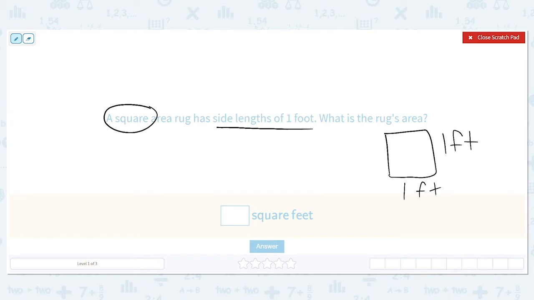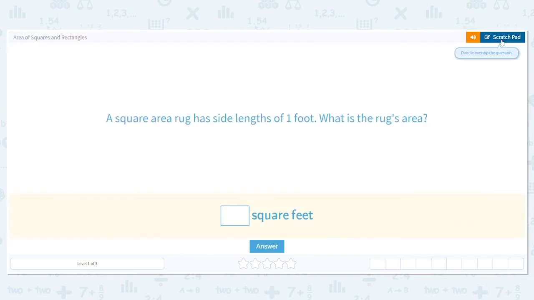We want to know what the area is. How do I find area? Well, one way to do that is to count the squares inside the large rug. Well, we don't have that. So that's when we use our multiplication. The formula for area is length times width. Length times width. So for this problem, it is 1 foot by 1 foot. So what is 1 times 1? 1. So we would say our area for this rug is 1 square foot.